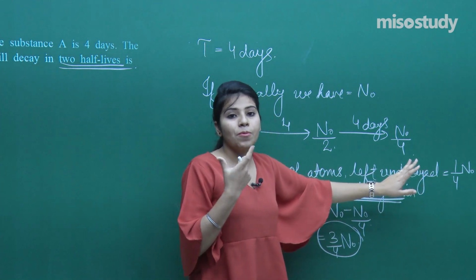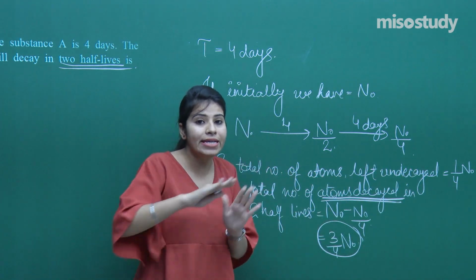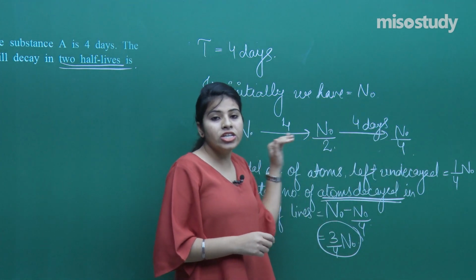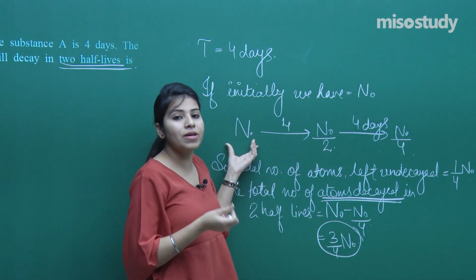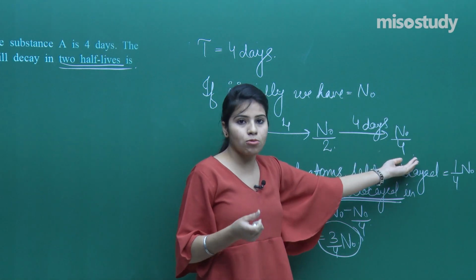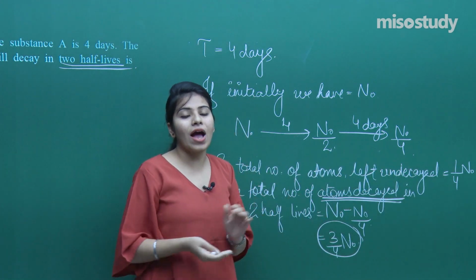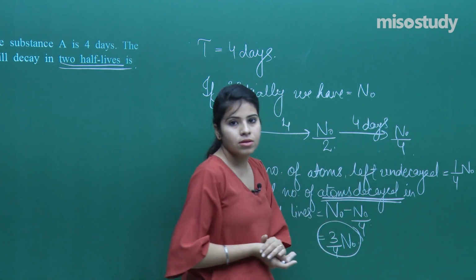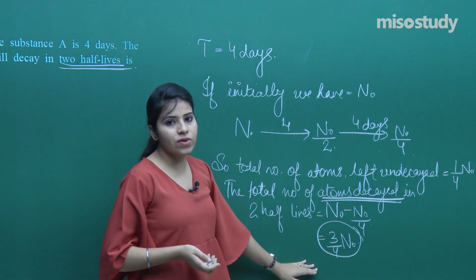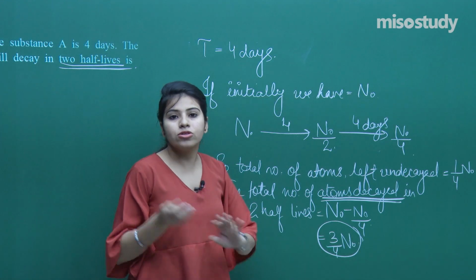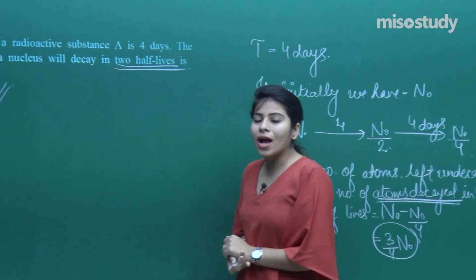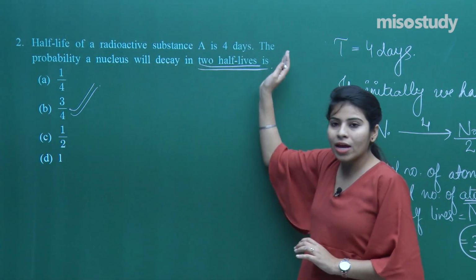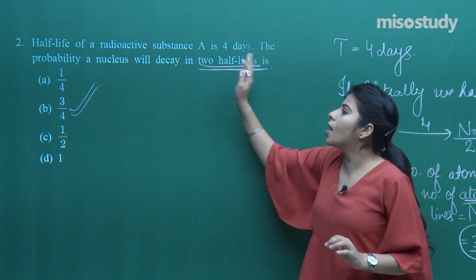Now if we want to find the probability for the number of atoms that has decayed, that will be n naught minus n naught by 4. Initial minus final, because the initial amount was greater and the final amount was lesser. So the total number of atoms that has decayed will be this amount. The difference between that and that is what we did here, right? I know that this question might look very simple to you, but if you just look at the question, you might get confused with the probability.